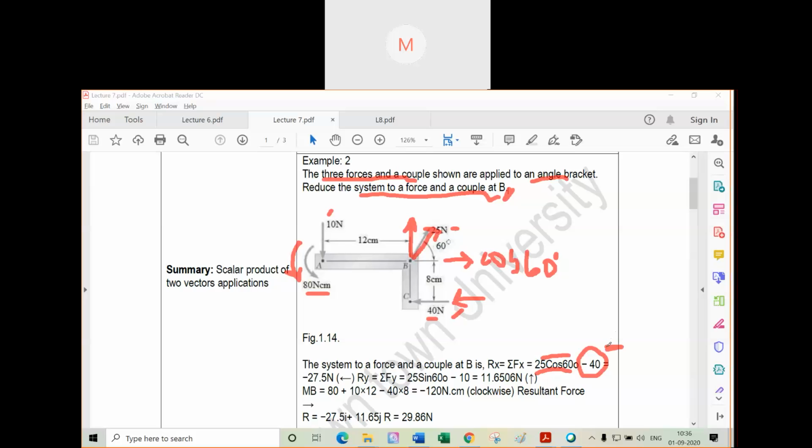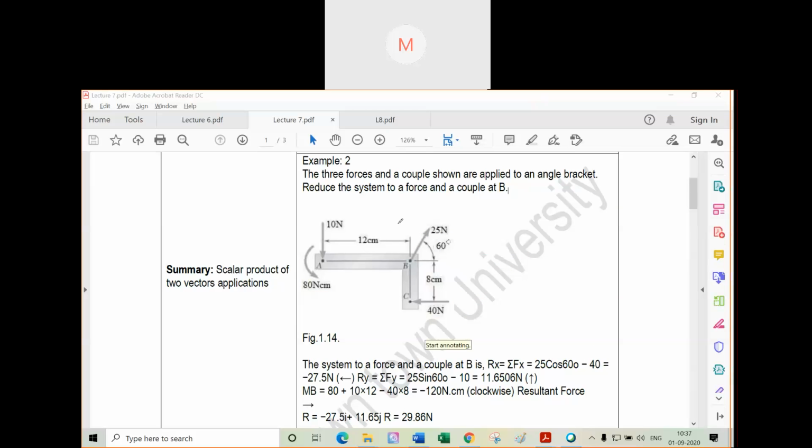Is it clear? So after that, for Ry similarly, Ry means what? At y direction, that means 25 sine 60 degree. This is 25 now, and this is in sine direction. Now this is in up, but this is down. That means this will be minus, right? So that is why we got this.